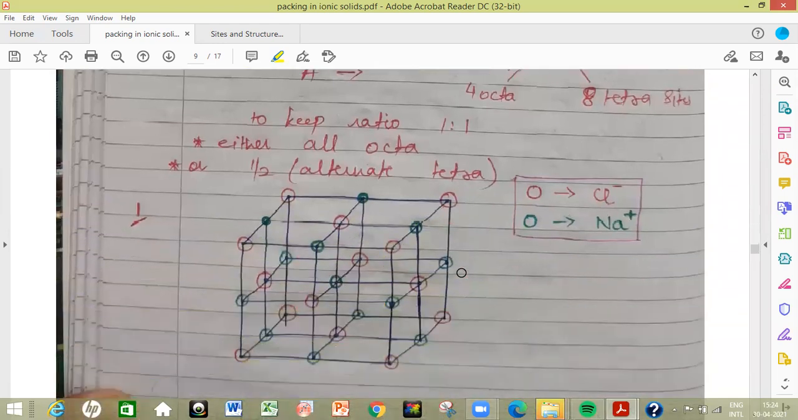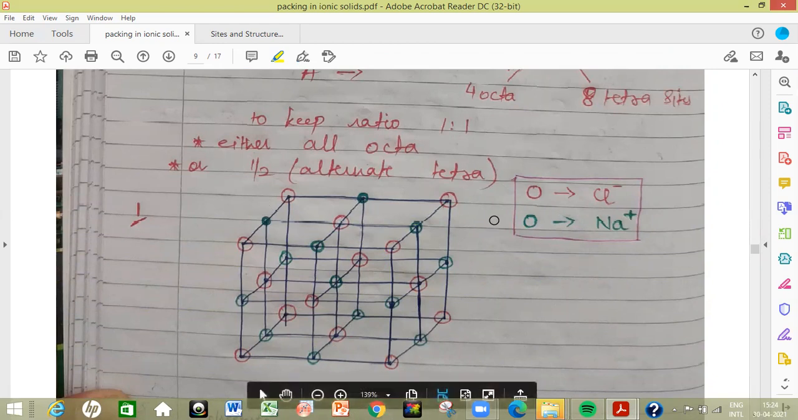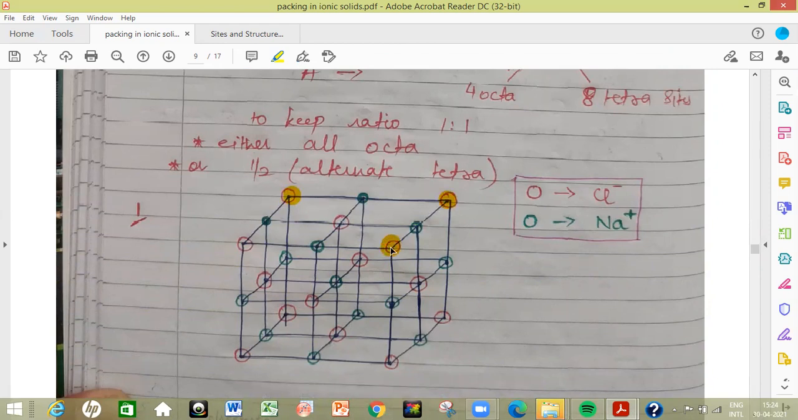So this is the structure for sodium chloride. We are first discussing the halide structure, which is also called rock salt. Here, chloride ions are forming the FCC lattice, which are present at the corners as well as at the face centers. Here I am marking the corner atoms in yellow color. These are the chloride ions.